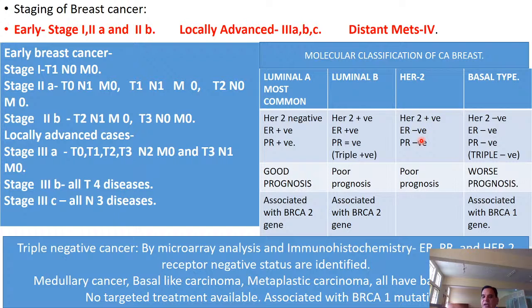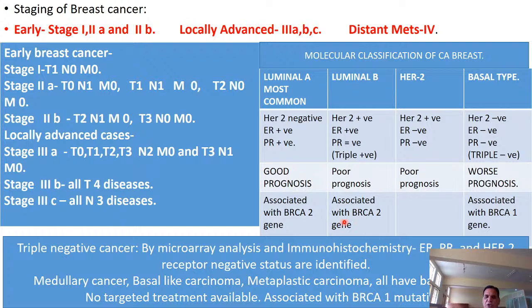HER2 positive, ER negative, ER positive, negative. These two negative, one positive, again poor prognosis. But basal type, that means medullary. Here everything negative. HR negative, ER negative, PR negative. It's a condition called triple negative. Here it is triple positive, triple negative. Triple positive, poor prognosis. Triple negative has got a worst prognosis.